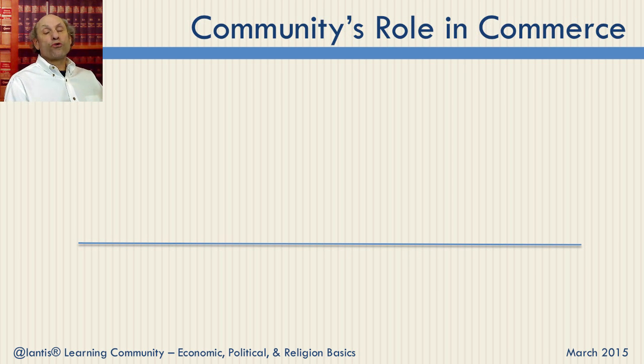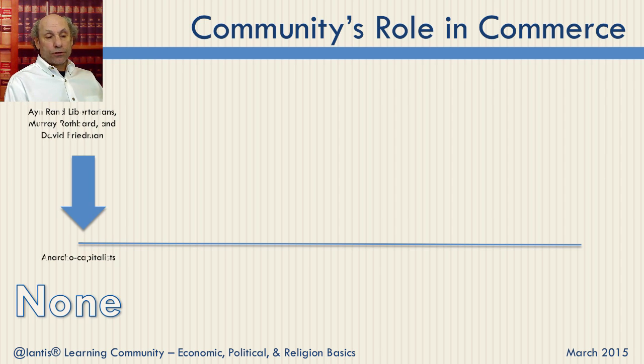Let me show this as sort of a graphical approach. In terms of the community's role in commerce, at one end of the spectrum you have what we call the anarcho-capitalists, and they're the Ayn Rand libertarians. You might want to read Murray Rothbard or David Friedman for some of the thinkers in this area, where the community should have no role in commerce. Commerce is simply a transaction between a buyer and a seller.